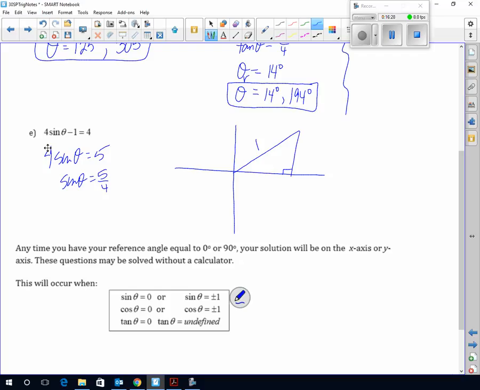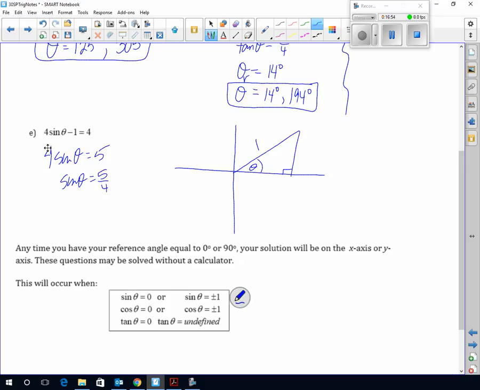So now, can you think of anything that you could place here? And let's think about sine for a second. I'll put theta there. Anything you could put on the opposite side, because remember, sine is opposite divided by hypotenuse. And if my hypotenuse is 1, can you think of anything that you could put right here that I would get 5 over 4? It's impossible. Because the biggest side is 1.